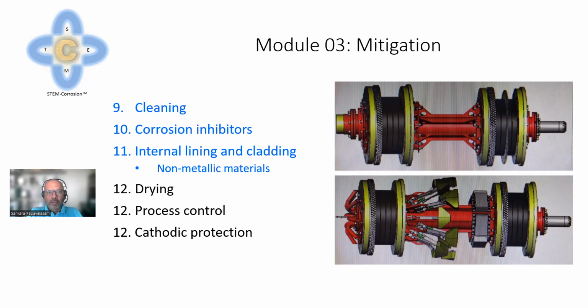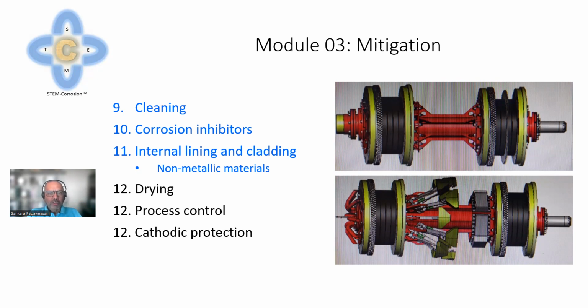Any pipeline needs to be cleaned appropriately, and for which we use various types of cleaning pigs. Once the surface is cleaned under corrosive environment, we need to apply corrosion inhibitors, which will form a film on the surface to protect it from further internal corrosion. So both cleaning and corrosion inhibitors are extensively used to control internal corrosion.